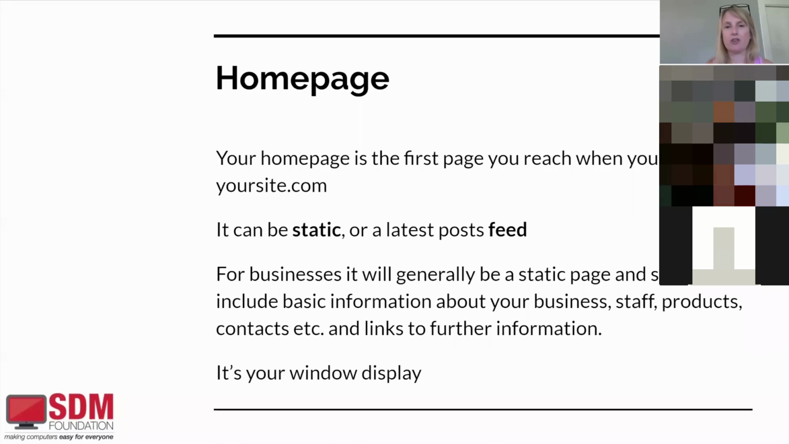So, website structure. The first page that you're going to reach when you go to a website is the homepage. If you're just going directly to their site, you've typed in their name and you want to go to their website, it's going to be yoursite.com or .org, .net, whatever your URL is. You have two options with a homepage. You can have a static page, which a lot of business websites have, or you can have what's known as the latest posts feed page, which is what you will see on a more newsy type site, and is a kind of traditional blog platform setup where your latest posts in reverse chronological order appear on your homepage.